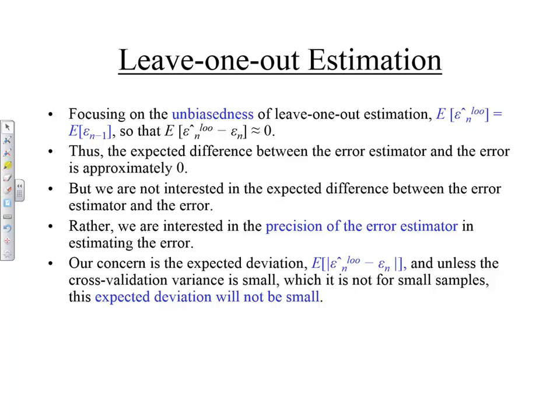So for that, you need to look at the variance. We're not interested in the expected difference between the error estimator and the error. Rather, we are interested in the precision of the error estimator in estimating the error. And our concern is this expected deviation, which is actually this with the absolute value inside, and that in general is not going to be 0. It can be far from 0, and especially if you have small samples, the variance is going to be large and you'll have a large value here. So this is also not a very good technique.